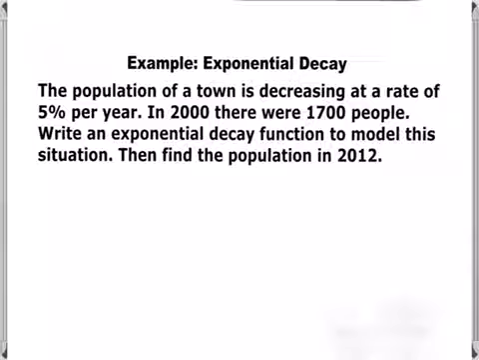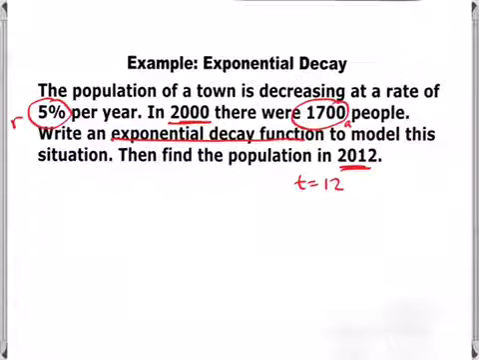The population of a town is decreasing at a rate of 5% per year. In 2000, there are 1,700 people. Write an exponential decay function to model this situation. Find the population in 2012. Well, we know that the rate is 5%. We know the initial value is 1,700, and we're going from 2000 to 2012. So that means the time is going to be 12 years in this case.